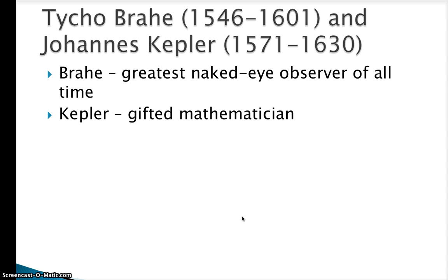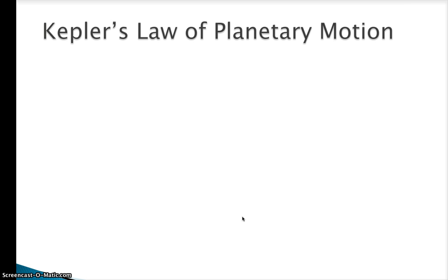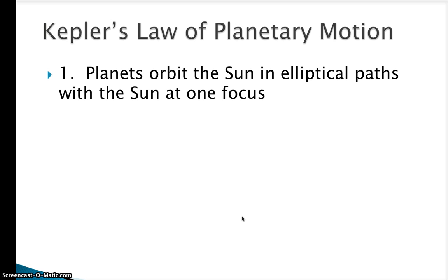How was it set up? How were the planets moving? Kepler came up with 3 laws of planetary motion. First of all, he found that the planets did not go in circular orbits, but they went in elliptical paths, and they were traveling around the sun. So 2 things: circle orbits are not right, and the sun is at the center.